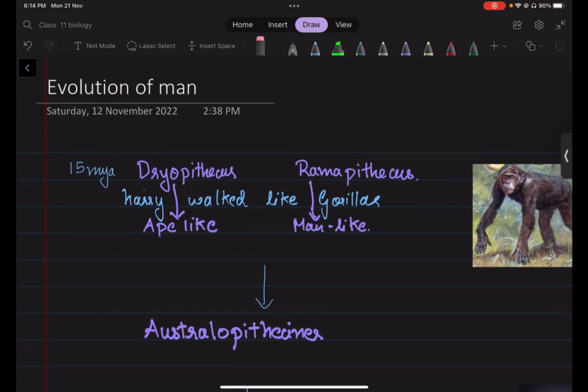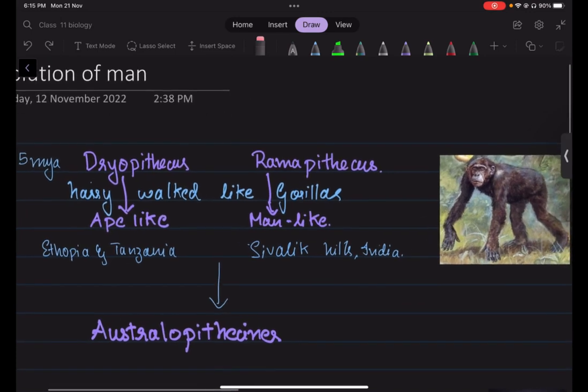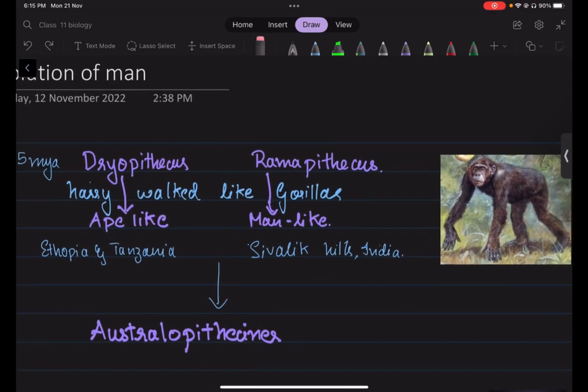The most primitive forms of human were the Dryopithecus and Ramapithecus, which were very hairy and walked like gorillas. The Dryopithecus was more ape-like, whereas Ramapithecus was more man-like, and they were said to have thrived 15 million years ago. Dryopithecus was present in Ethiopia and Tanzania, whereas Ramapithecus bones were found in the Siwalik Hills in India.